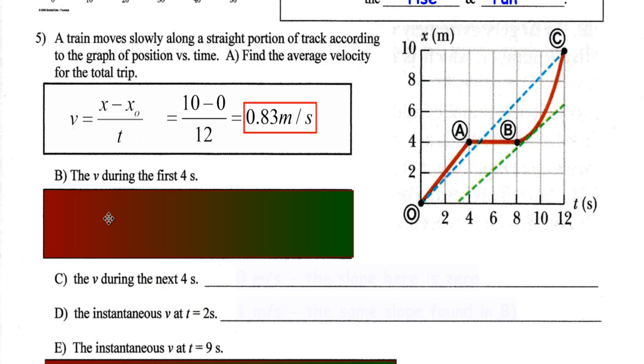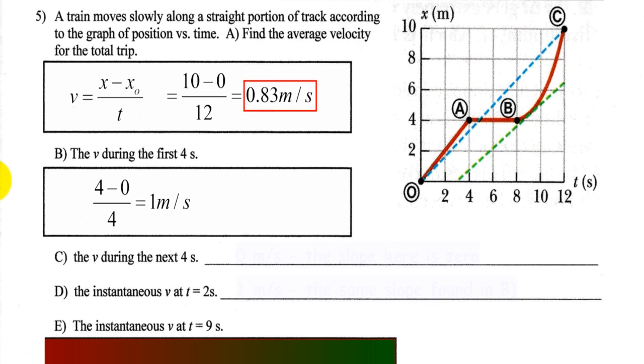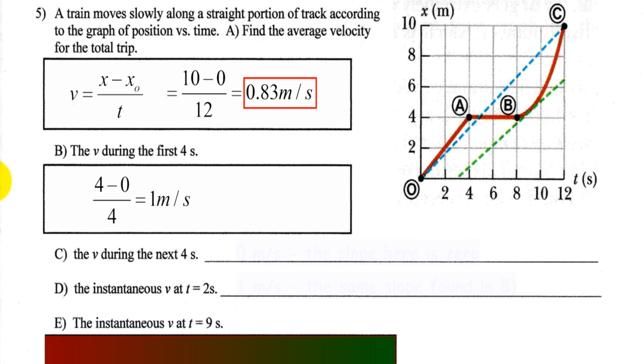Part B says find the velocity during the first 4 seconds. So during the first 4 seconds, well, that's easy. It's a constant velocity because it's a constant slope. So you're just going to find the slope of that line. Part C, the velocity during the next 4 seconds. So from 4 to 8 seconds, well, the slope of this line is 0, therefore it has a velocity of 0. Part D, the instantaneous velocity at 2 seconds.